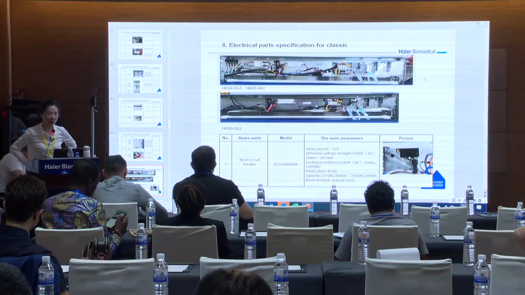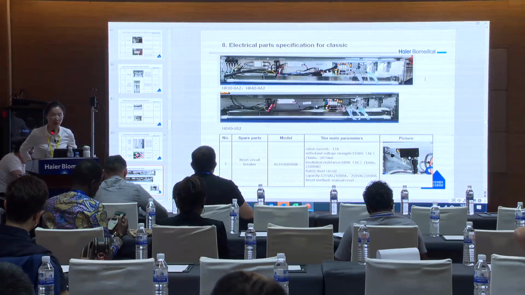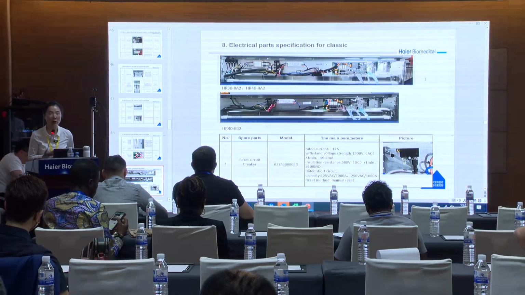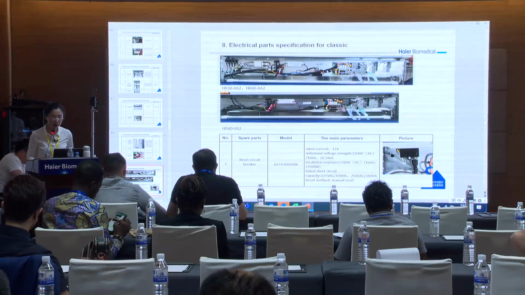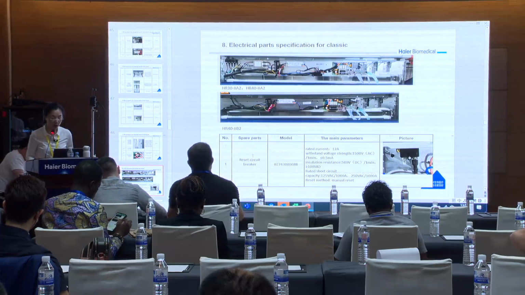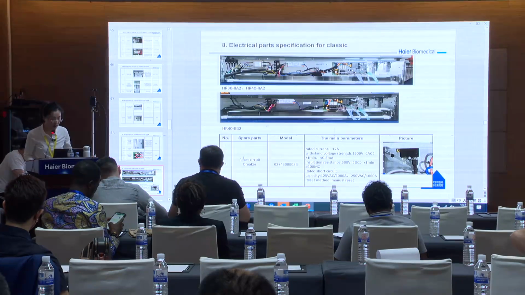And this part is the electrical parts specification for our product. It includes all the main electrical components for our product. The same logic as the definition of the connector. So this is for classic, we list all the important components for this product. For example, the first one is a recessed circuit breaker.